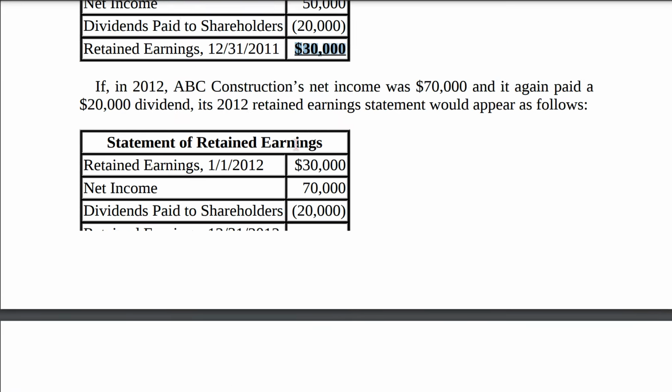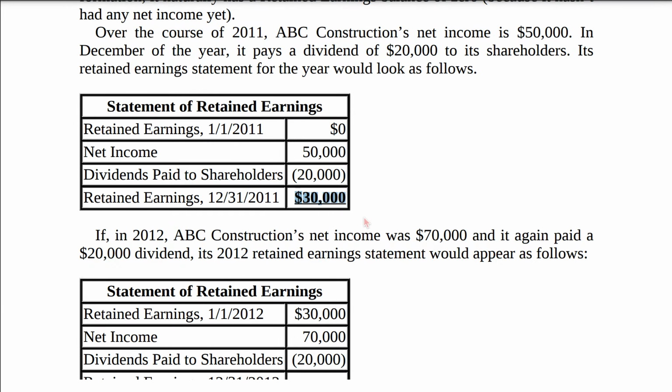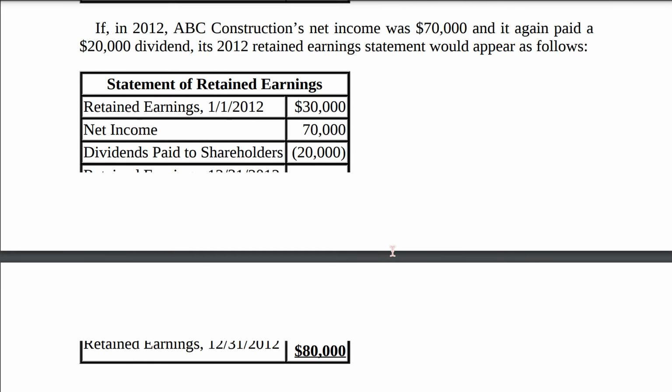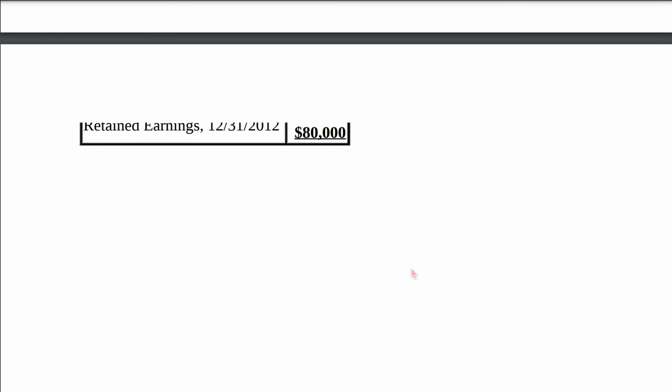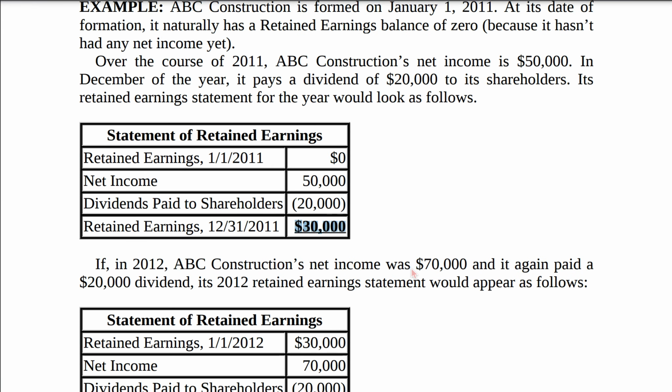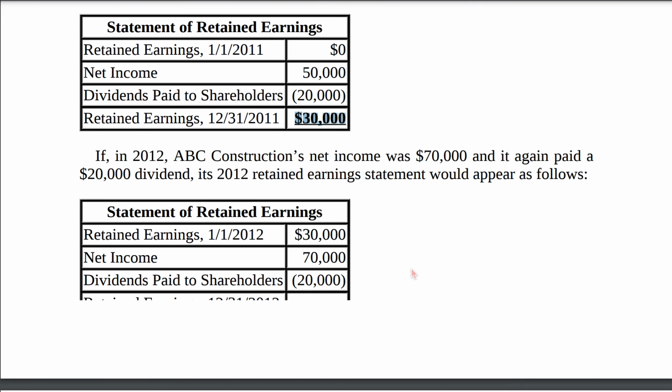Okay, so in 2011 retained earnings were $30,000 and in 2012 the retained earnings were $80,000. There is an increase of $50,000 in retained earnings. The company is performing very well. By viewing these statements of retained earnings, we will get to know that the company is performing well and is earning lots and lots of profits.